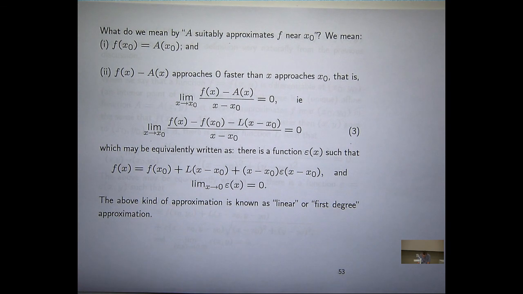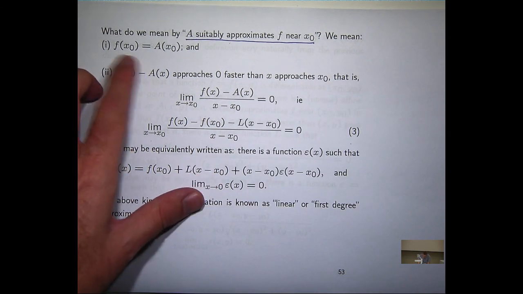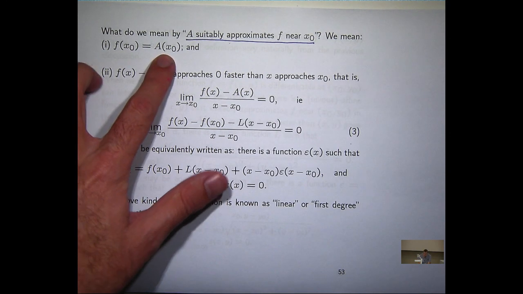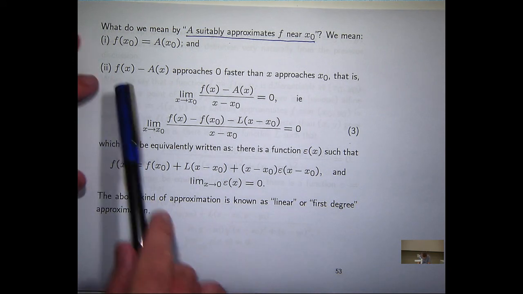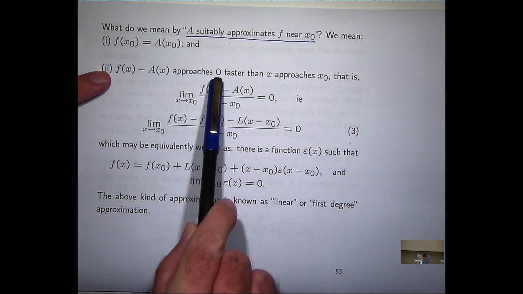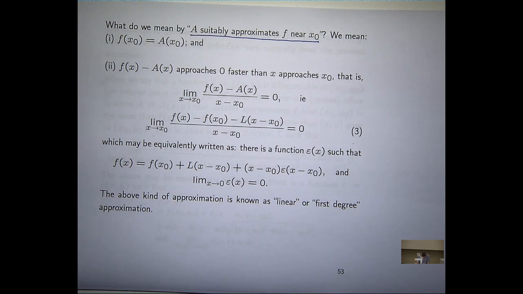Okay, two things in our understanding of this. We mean the value of the function and the value of the affine function are the same at the point of interest. So you get an exact approximation at the point of interest. And secondly, f minus the affine function approaches 0 faster than x approaches the point of interest x naught. So what do we mean by that?